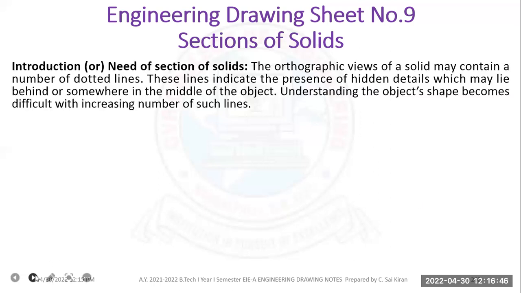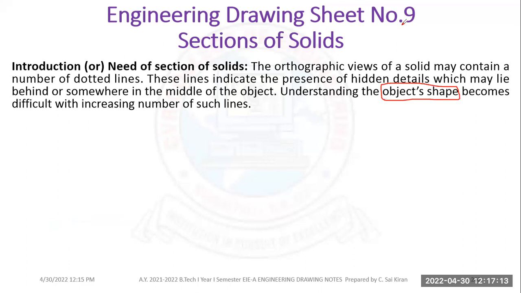Orthographic views of a solid may contain a number of dotted lines, or hidden lines. These hidden details are somewhere in the middle of the object. If there are more than the required number of hidden details, then you can't understand the exact object shape. So you have to make sure that if you make any section of a solid, it is easy to draw and easy to understand the object shape.